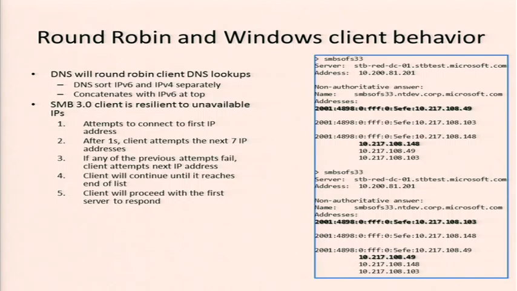And it will proceed with the first server to respond, which of course in most cases will be the first IP that it goes to. But let's say, for example, that server had become unavailable due to servicing or power loss, etc. They'll just go through the list.